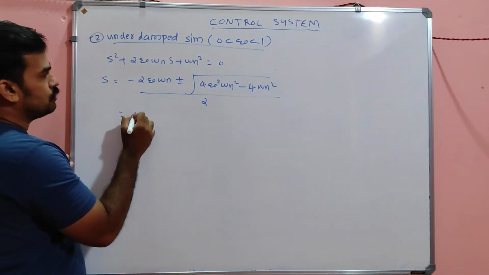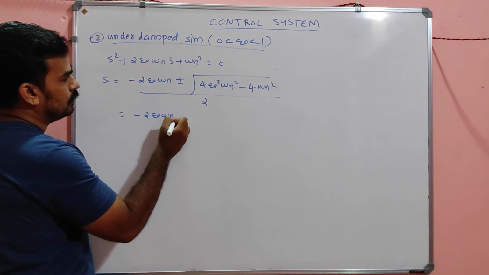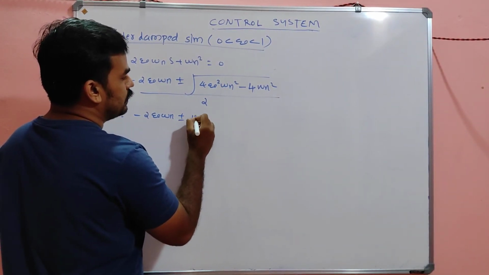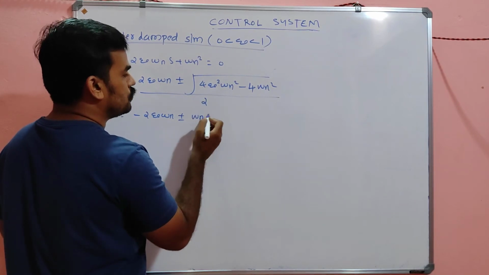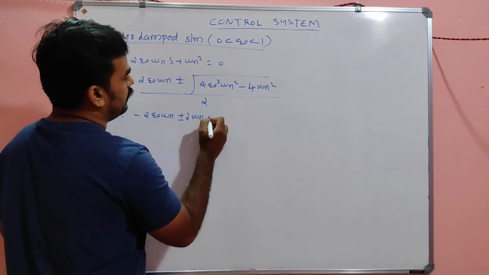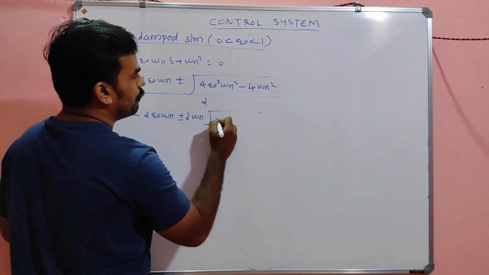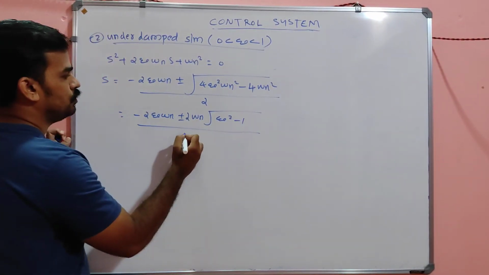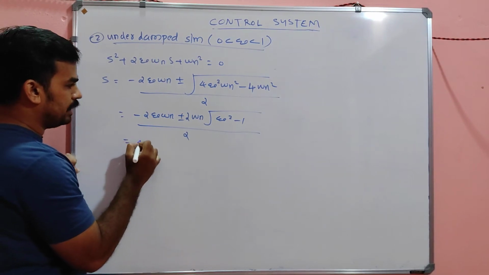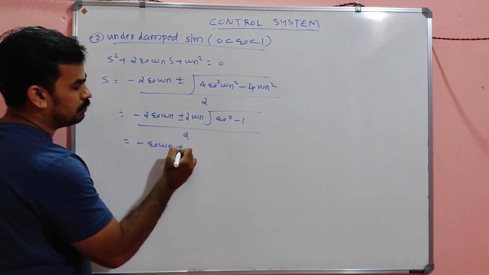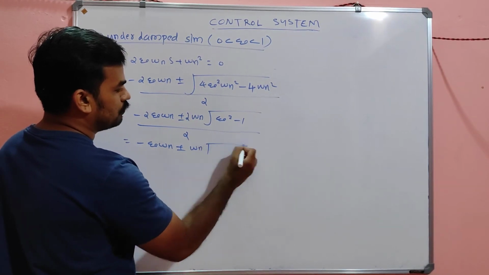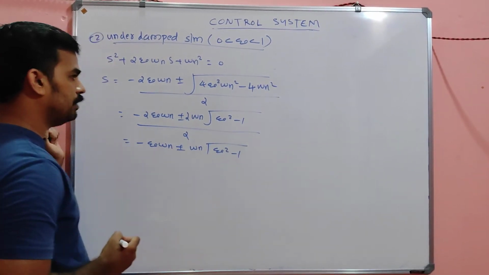Taking it outside, minus 2 theta omega n plus or minus omega n, you can take outside, right? Omega n into 2, 4, also take it outside, 2 will be out, right? 2 omega n root of theta square minus 1, all divided by 2, the whole 2 will be cancelled: minus theta omega n plus or minus omega n root of theta square minus 1.